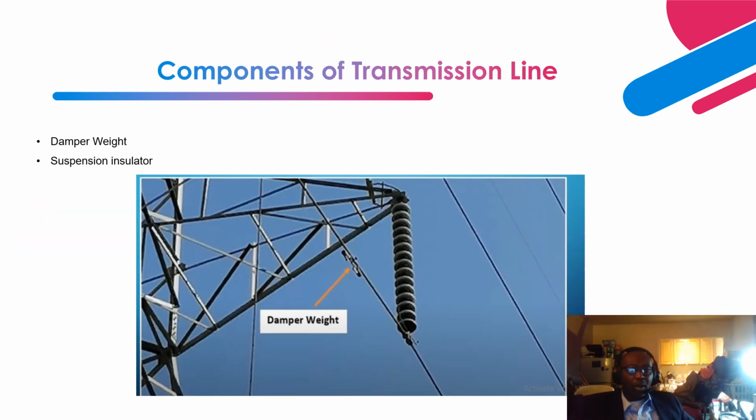Next is a close view of what a damper looks like, and I explained what a damper weight is. Its goal is to basically add a weight to the phase conductors to damp out any vibration that can occur due to excessive wind velocity that can create galloping or wind clashing.